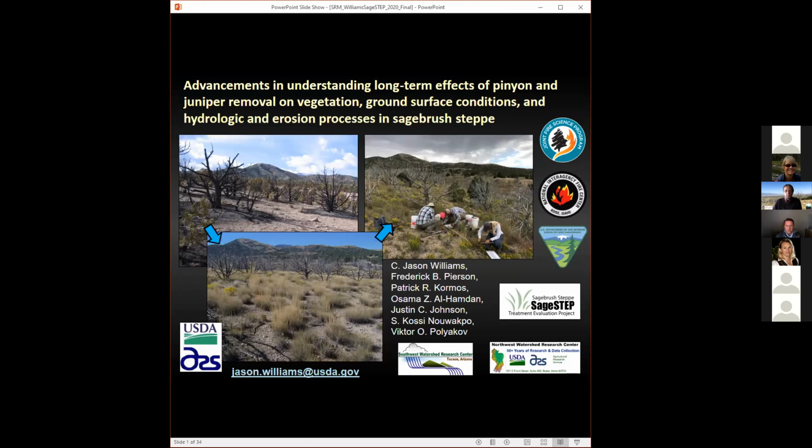Our work in this study is really aimed at improving our understanding of surface hydrology and erosion processes on woodlands and the impacts of the tree removal practices. So this work was initially led by Dr. Fred Pearson of ARS in Boise, Idaho, with contributions from myself and several of the co-authors that you see listed here. And our work on this effort really continues through collaborations across ARS units in Boise, in Tucson, where I'm located, and also in Kimberly, Idaho.